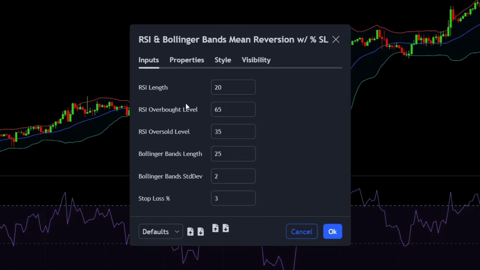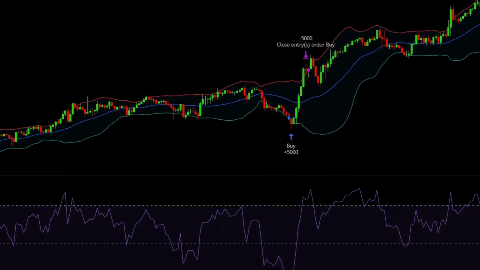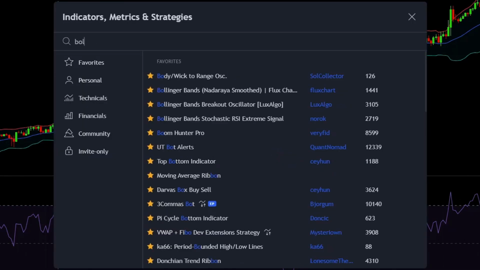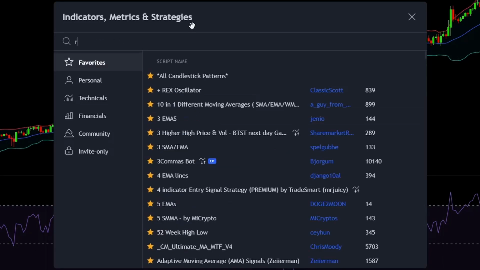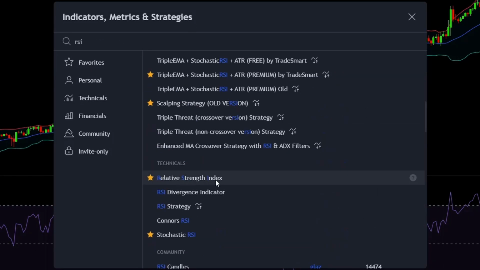Here's the full strategy script, which is free for everyone. And for this strategy, we will need two different indicators. We will need the Bollinger Bands and the RSI. So let's add them to the chart. Type in Bollinger Bands and add this one. Then RSI. Add this one.